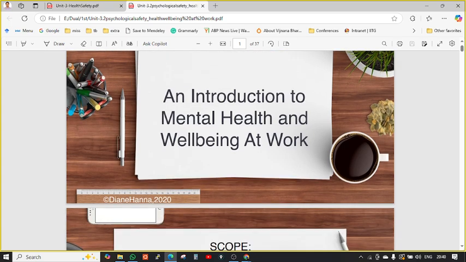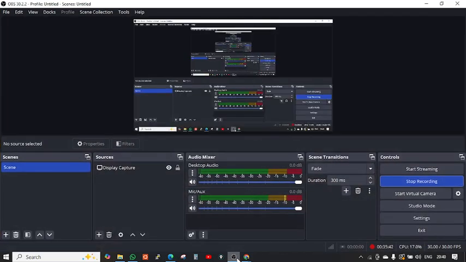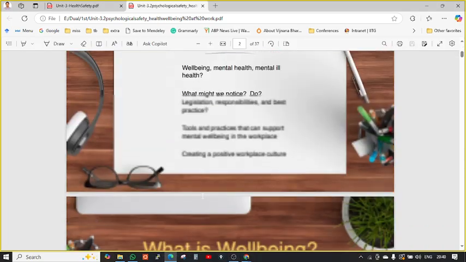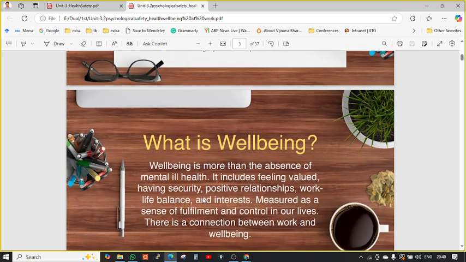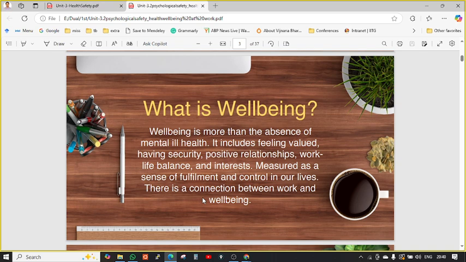So let's start with mental health at your workplace. What is the impact of mental health in your workplace? Mental well-being, mental health is very much necessary. We already discussed these things. So what is mental well-being?